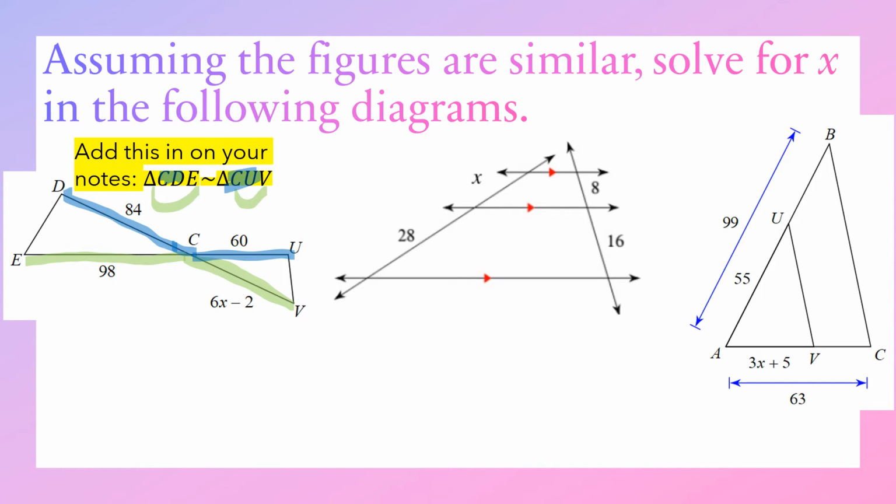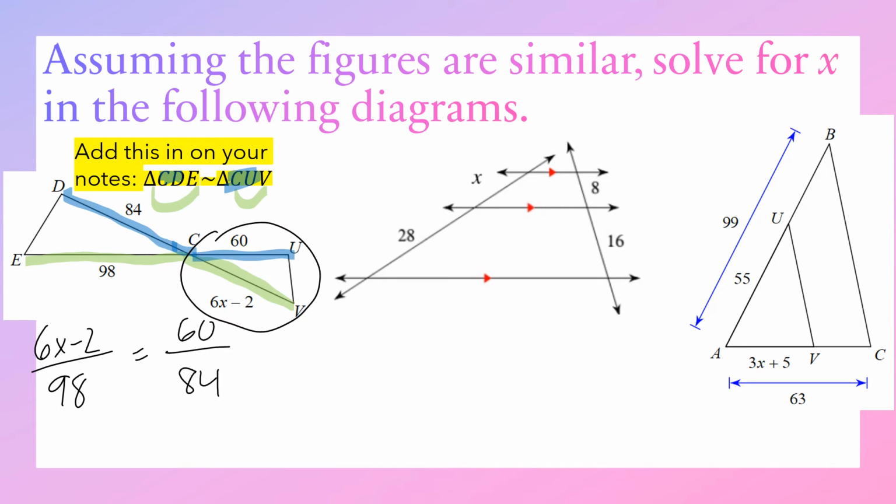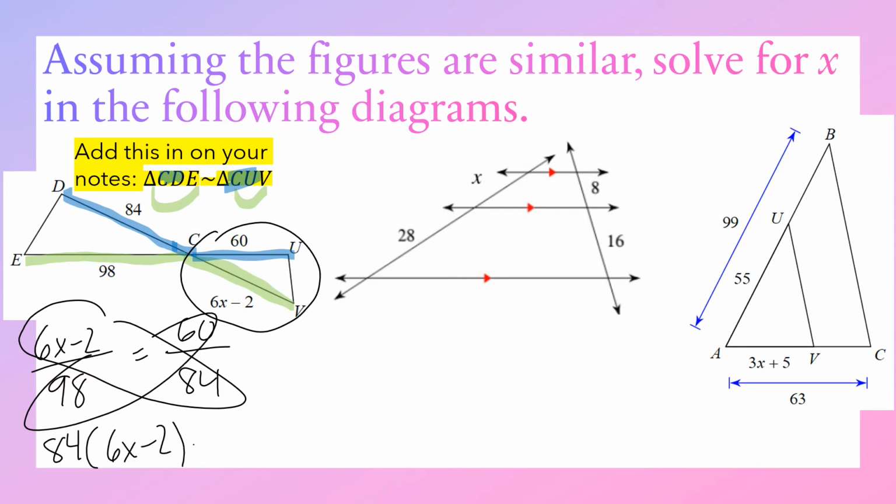Okay, so to find X, we're just going to set up a proportion. The green ones go together. So 6x minus 2 over 98 equals, make sure, so this is one triangle. I use 6x minus 2 first, so I need to use 60 first in the second fraction. You're going to cross multiply. With these big numbers here, leave that 84 out in front and then multiply the 98 by the 60. Because chances are you're going to be able to divide both sides by that number in front.